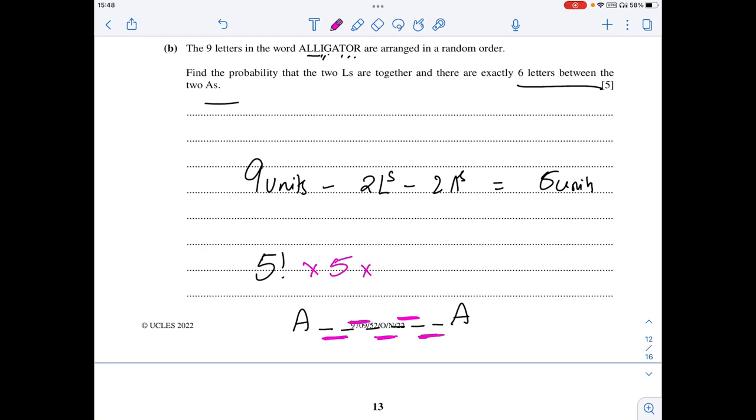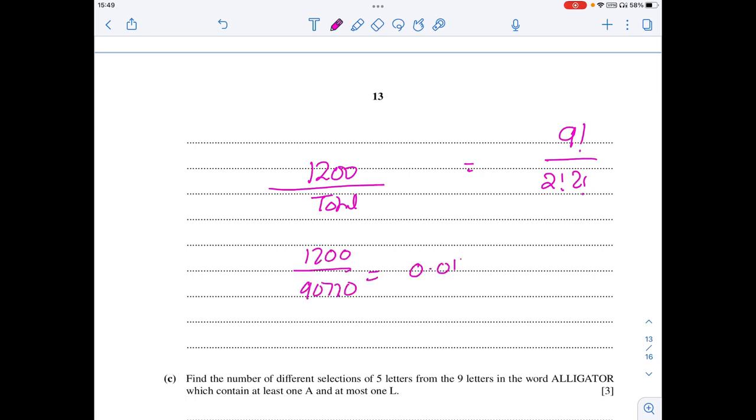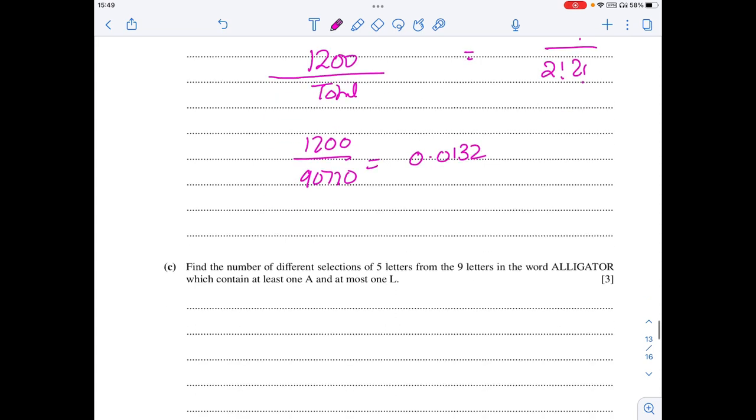Times again 2. They can be swapped together. Again it is times 2. So totally how many ways? 1200 ways. But he is asking about probability. So probability is 1200 upon total number of ways. What is total number of ways? 9 factorial upon 2 factorial, 2 factorial, which is going to be nothing but how much? 90,720. Simplify that, you should be getting 0.0132. That's going to be the answer.